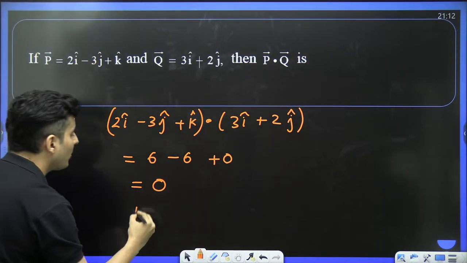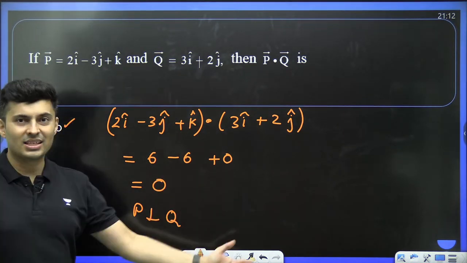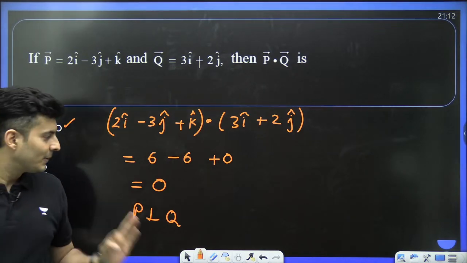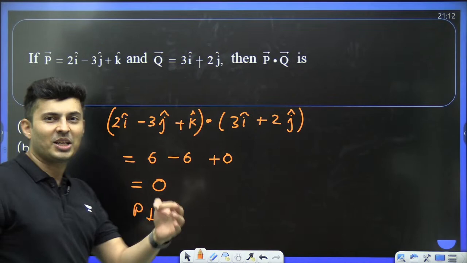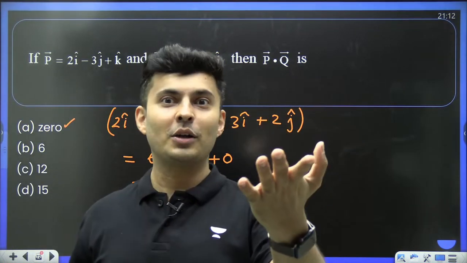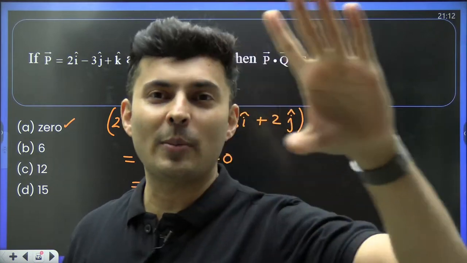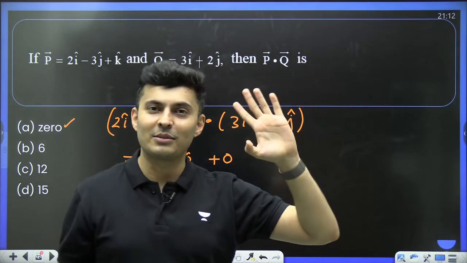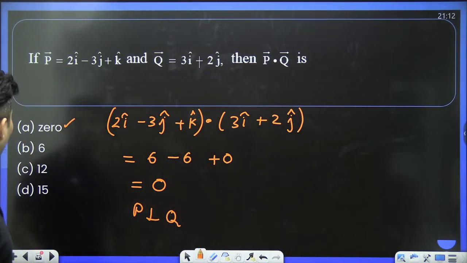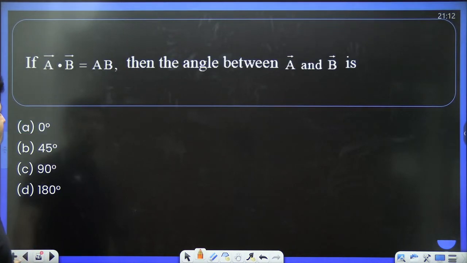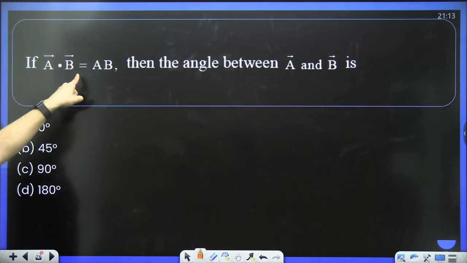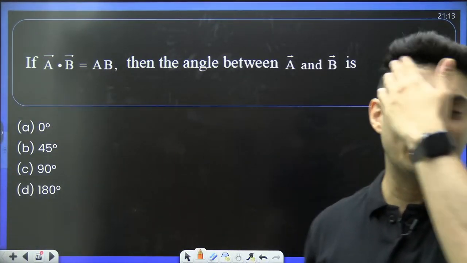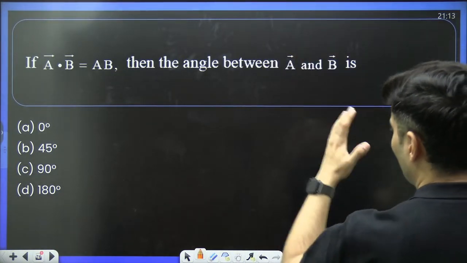Oh, guys, this P is perpendicular to Q. Perfecto. Very good. Awesomeness. Everybody likes when the answer is 0 or 1 or infinity or none of these. Favorite options of the students. 0, 1, infinity, none of these, all of these. Now, moving on to the next question. A dot B is AB, then the angle between A and B is? Come on, my dear students. What do you think is the correct answer for this particular question?